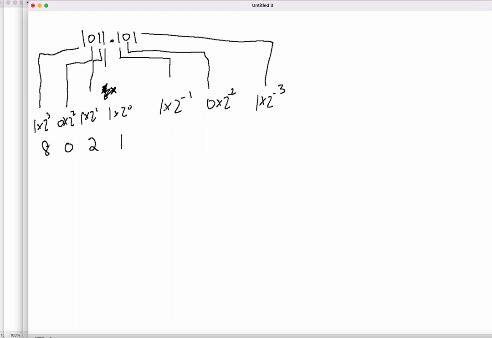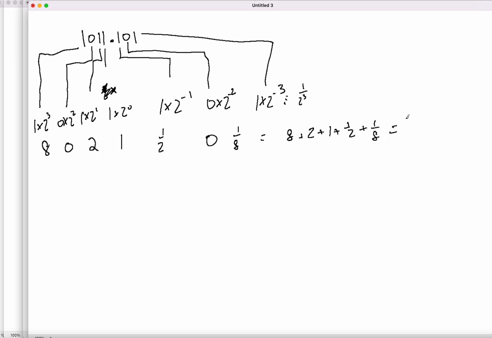This over here, 1 times 2 to the minus 1, that's 1/2. This is 0. Remember, 1 times 2 to the minus 3 is the same thing as saying 1 over 2 to the third. Well, that's 1/8. So this is equal to 8 plus 2 plus 1 plus 1/2 plus 1/8.